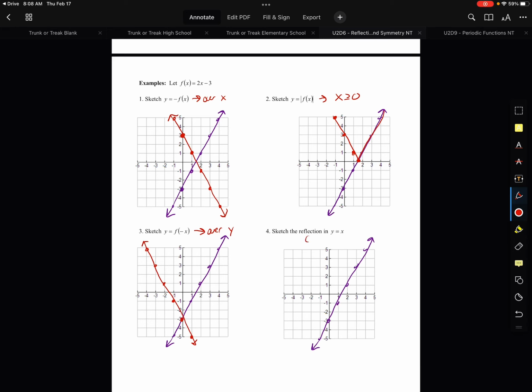All right, last one. (x, y) becomes (y, x). So if I have negative 1, negative 5, now I have negative 5, negative 1. 0, negative 3, negative 3, 0. 1, negative 1. In this scenario, by flipping, well, what's really happening? In this case, I got a slope of now a half because I have the inverse graph of the original.